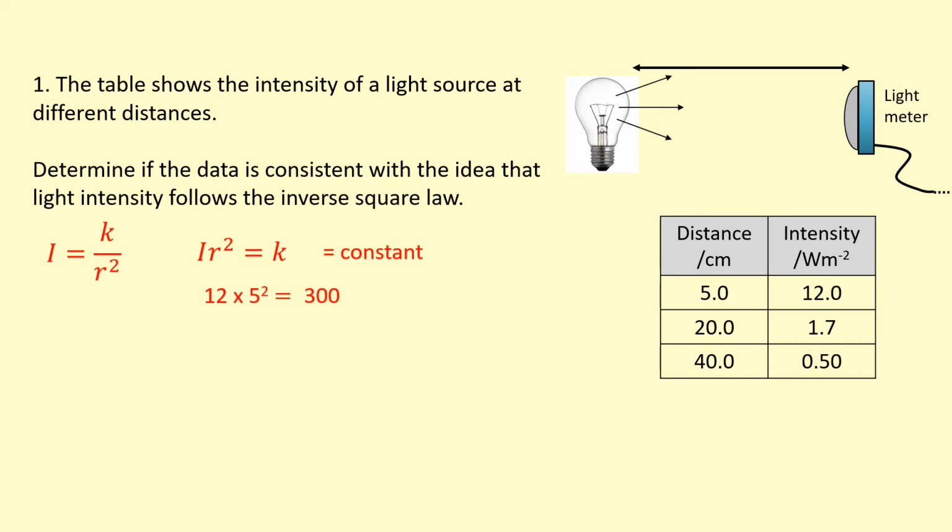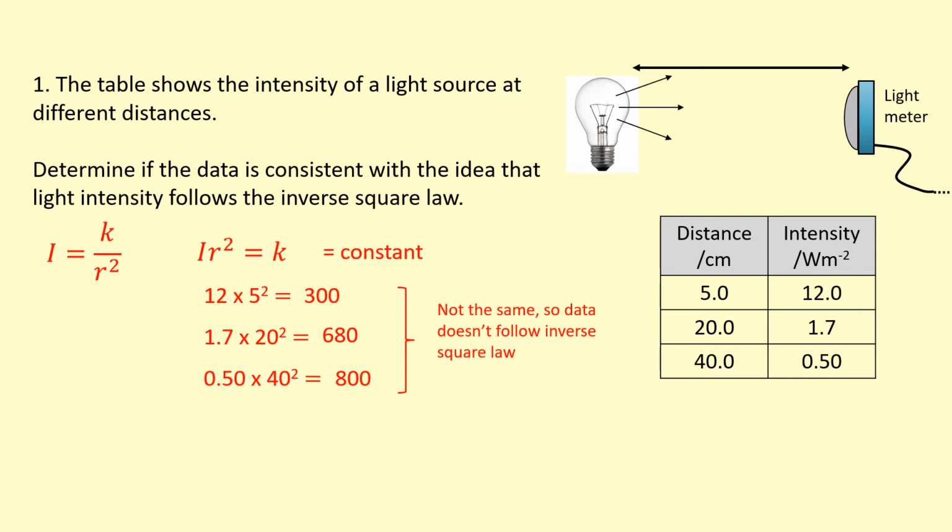That gives us 300, and let's try for the second set of data. So 1.7 times 20 squared gives us 680. So already this is quite different. And if we do it for the final set of data, it's 800. So we expect those numbers to be the same, and they're not. So that suggests that the data doesn't follow the inverse square law.